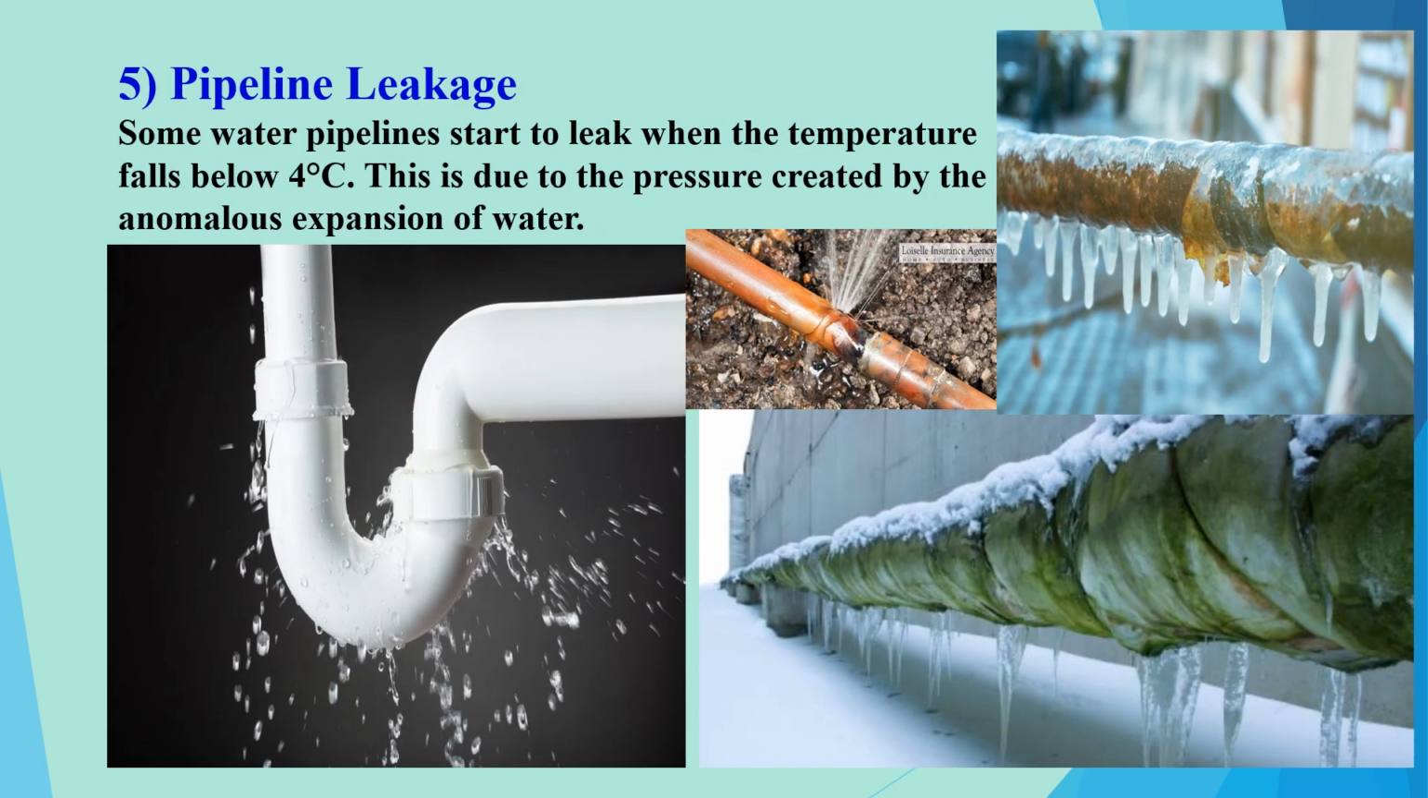Another consequence of the anomalous expansion of water is pipeline leakage. Some water pipelines start to leak when the temperature falls below 4 degrees Celsius. This is due to the pressure created by the anomalous expansion of water.